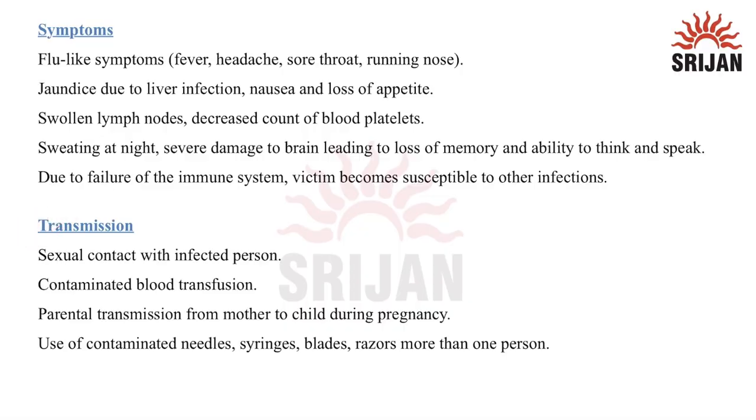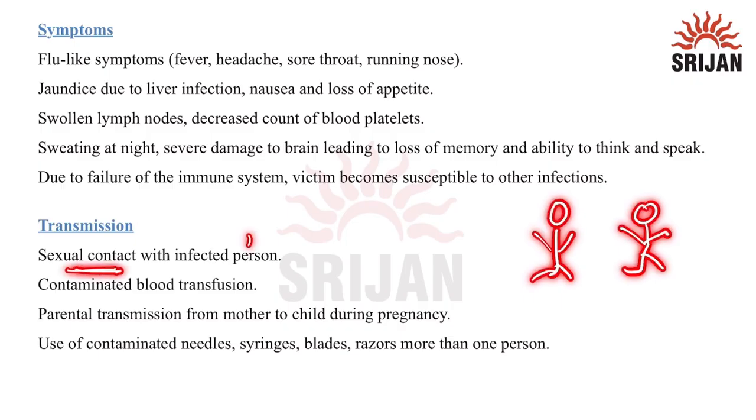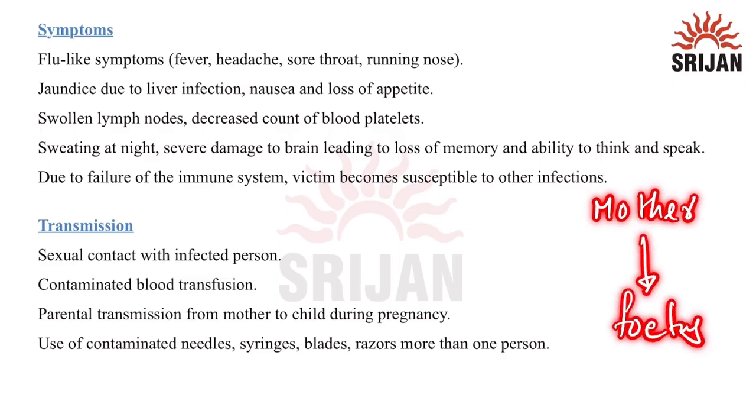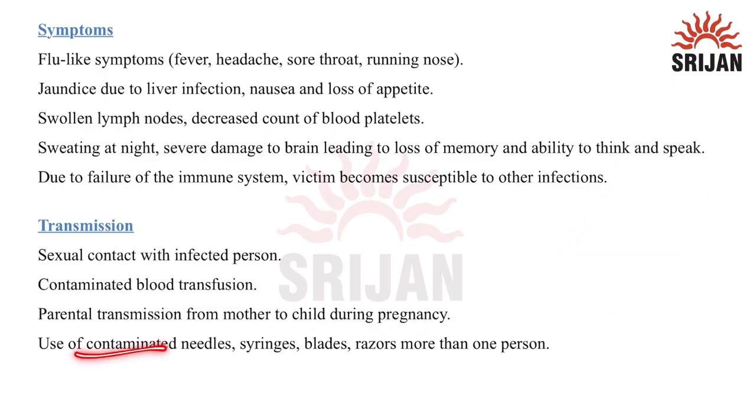Now the transmission part. It can be transmitted from one person to another because it is a communicable disease, and it is transmitted via sexual contact with the infected person or contaminated blood transfusion. Whenever you go for a blood transfusion, they always check that they are not giving HIV positive blood. And whenever you donate blood, they test it for HIV. Transmission from the mother to the fetus via the placenta is also possible during pregnancy. The use of contaminated needles, syringes, blades, and razors by more than one person can also transmit this disease.